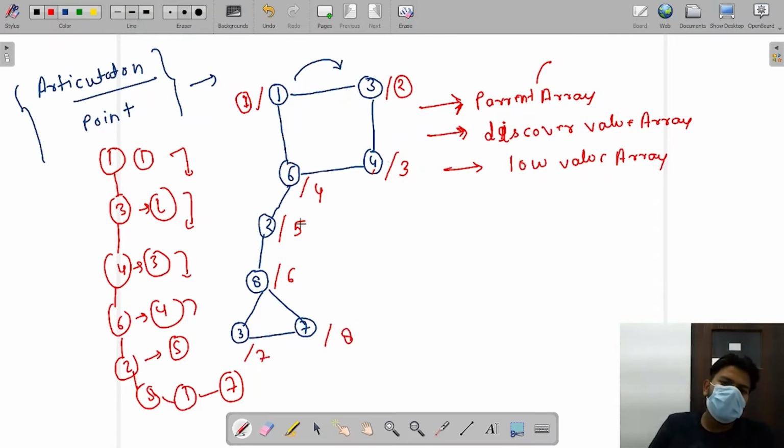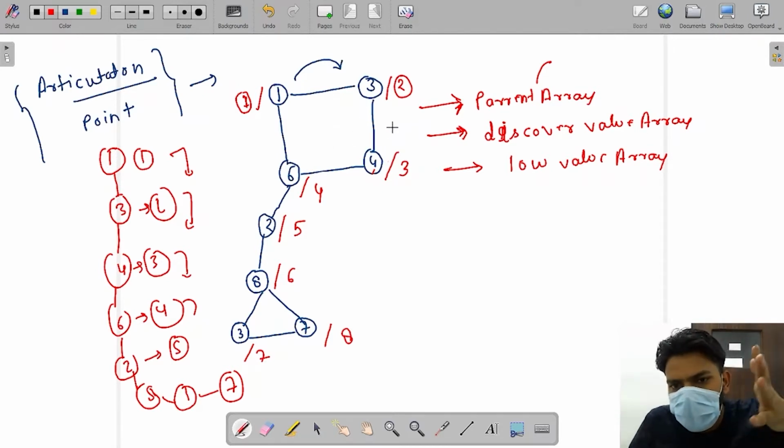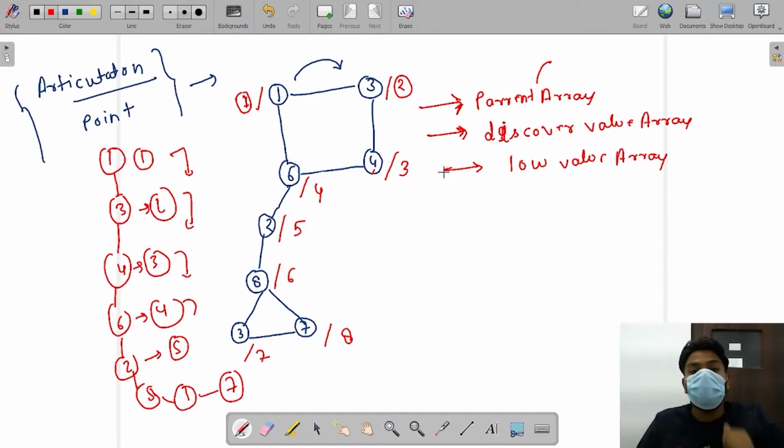Okay, so this is our discovered value, at which stage our node is discovered. Okay, so you are clear about it now. When we call DFS, the stage at which the vertex is discovered is called a discover value, and we store the value in an array. It's called the discover value array. So we figure out what our parent array is, and we figure out what our discover value array is.